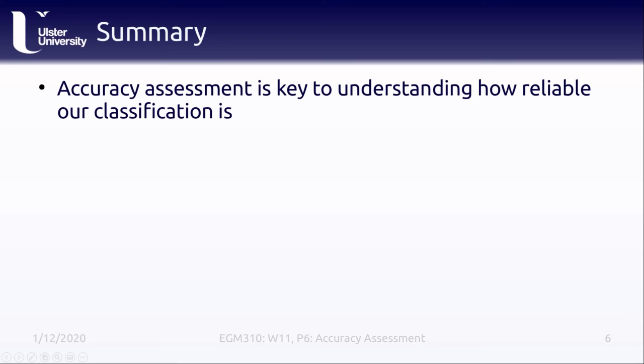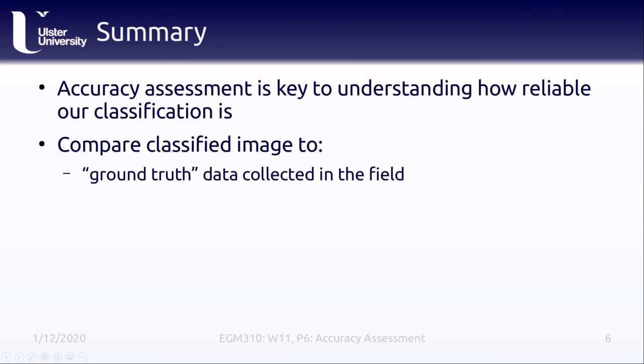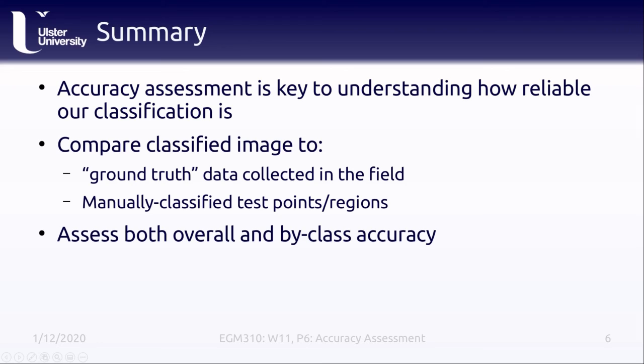In this lesson, we have learned that accuracy assessment is the key to understanding how reliable our classification is. If we don't know how good a job we've done in our classification, we can't know how useful our results are. To do this, we compare our classified image to either ground truth data that we've collected in the field, or by manually classifying test points or test regions in our image. Often, we might want to use a combination of these approaches. We also want to assess both the overall and by class accuracy. This can help us to understand where we might need to improve our training samples or our input data in order to help improve the classification.